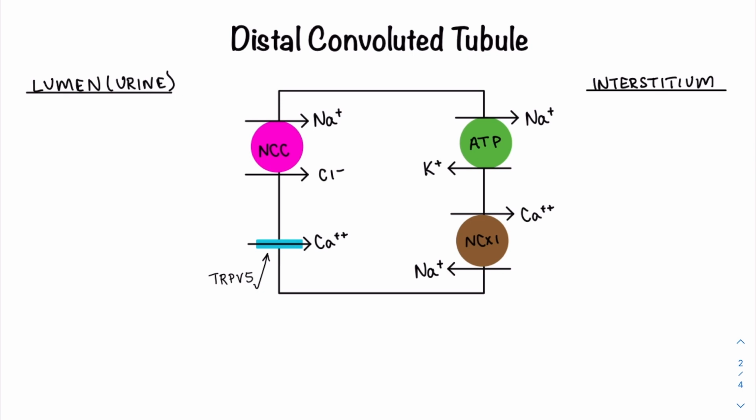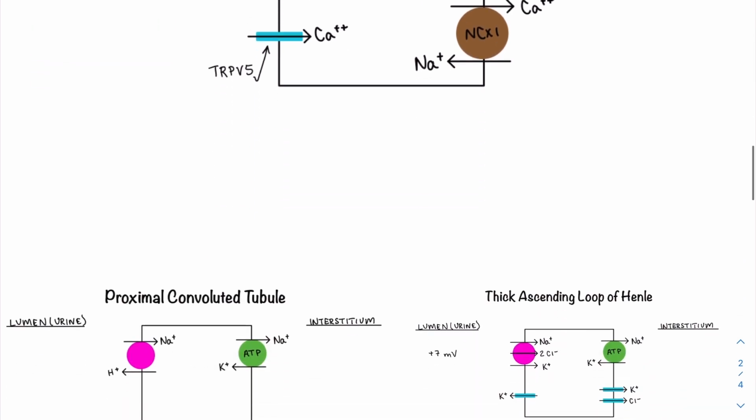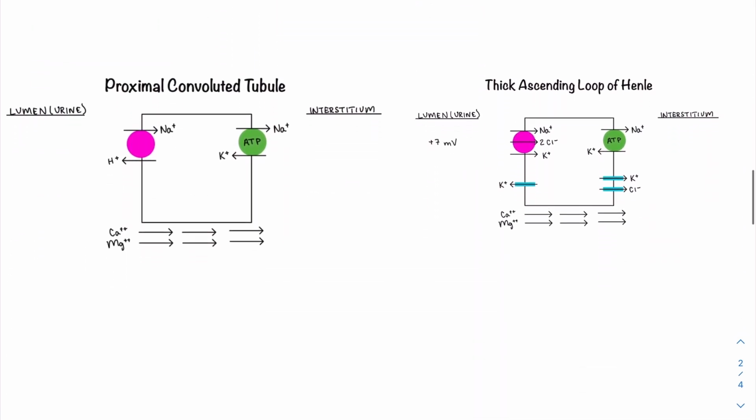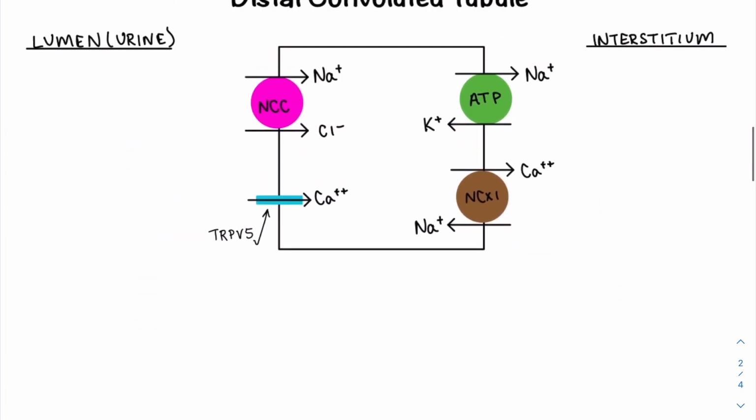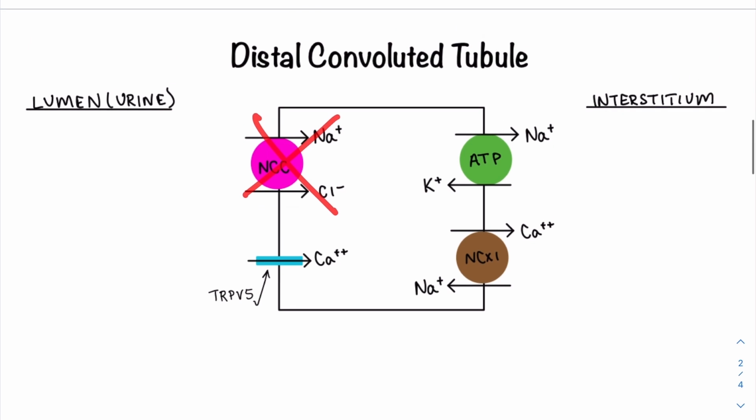The parts of the nephron that we're going to be talking about here are the distal convoluted tubule, the proximal convoluted tubule, and the thick ascending limb of the loop of Henle. So let's start with the proximal convoluted tubule and the thick ascending loop of Henle. If you use a thiazide, remember you're going to inhibit the NCC transporter in the distal convoluted tubule. So we're going to impair this transporter right here. This is not going to work.